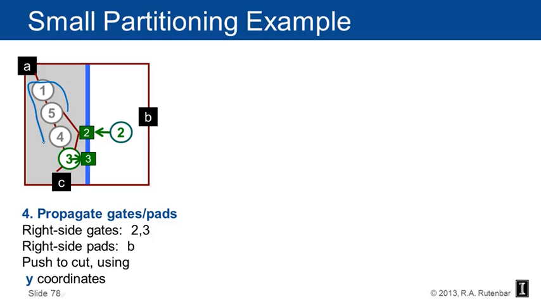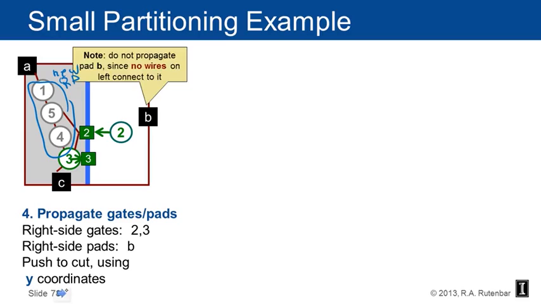I'm just going to draw a little circle around the stuff that is part of the new quadratic placement problem that we are about to solve. Okay? Gate 2 gets pushed to the boundary. Gate 3 gets pushed to the boundary. I'll note also that pad B does not get pushed to the boundary. Why not? Pad B is not connected to any wires that start in the left-hand side and leave and go to pad B, so I don't have to worry about pad B.